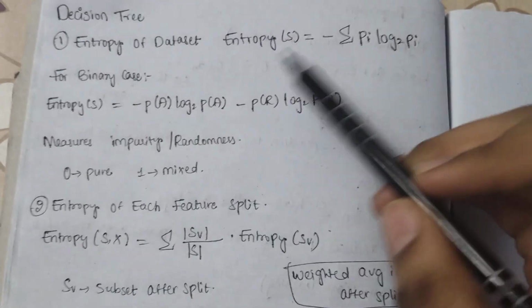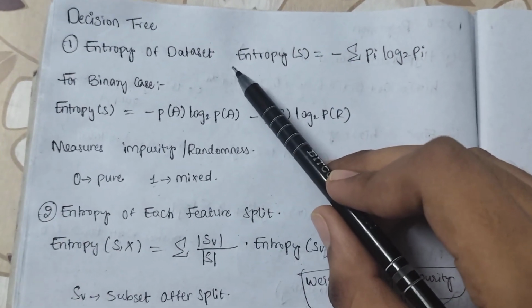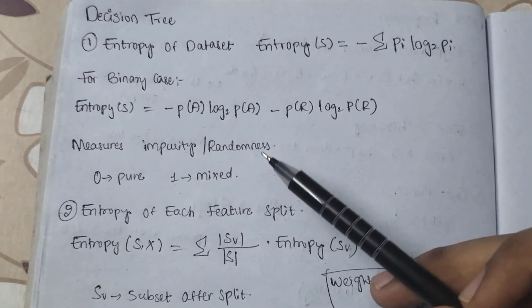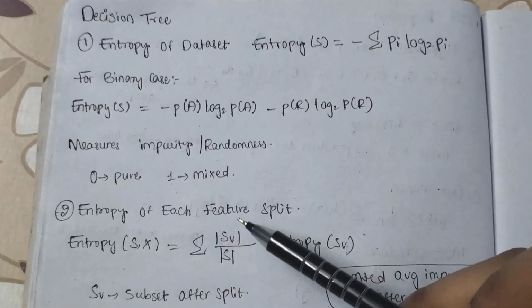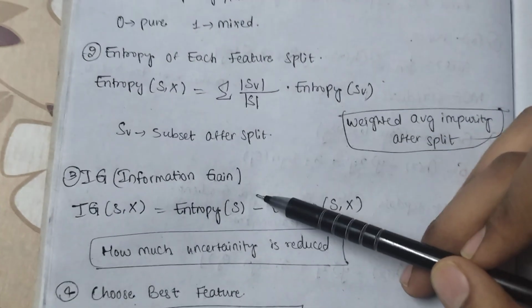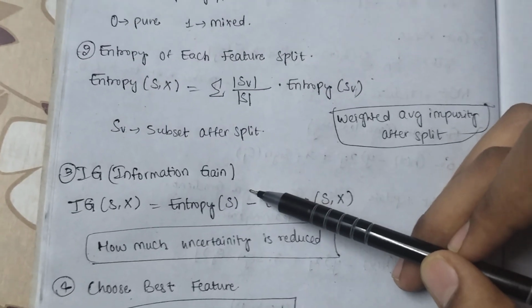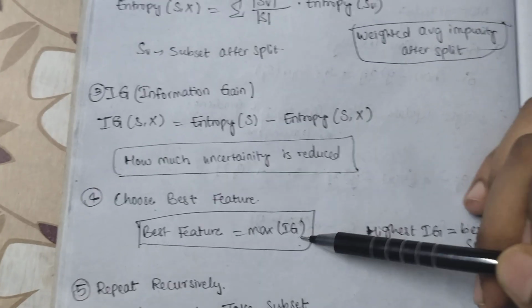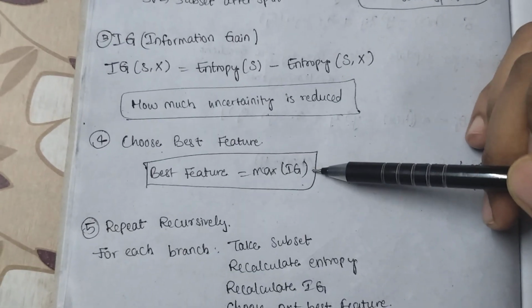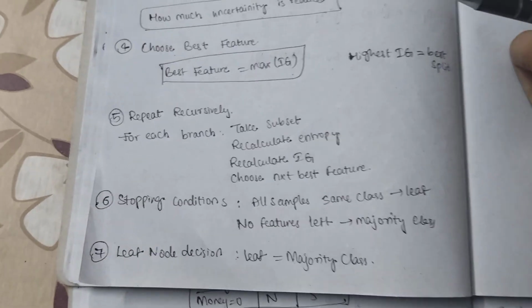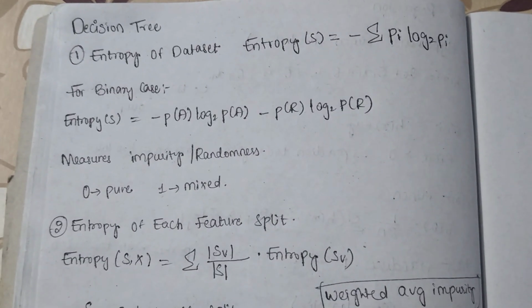So let's quickly understand the flow we will follow. First, calculate the entropy of the data set and then calculate the entropy after split for each feature. For each feature, we have to find the entropy. Then find the information gain, which is most important. Then choose the feature with the highest information gain. That will give you the best feature. Then build a tree using it. As you can see, this is our flow for solving a decision tree.